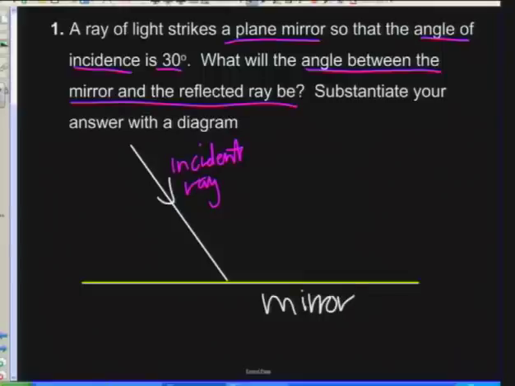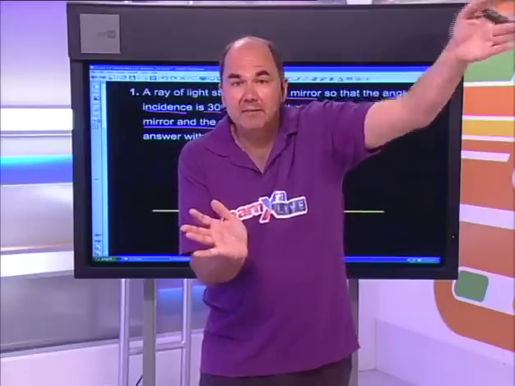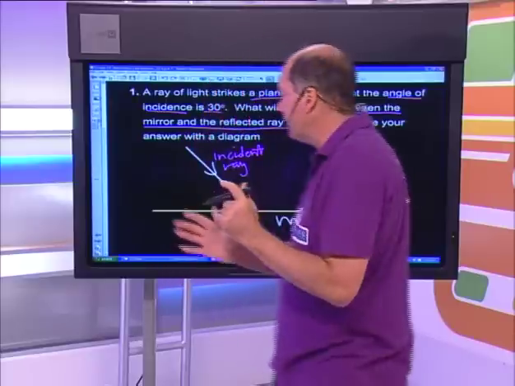Light isn't going to go through it. Remember, a mirror is a shiny surface. It's going to reflect all the light. So the light comes in and it's reflected. Very good. You got that. It's not going to pass through the mirror. It's going to bounce off the mirror. We'll show you that in a minute.